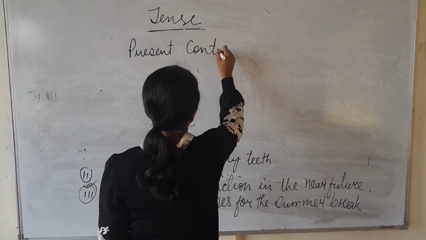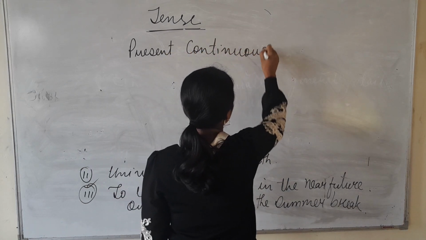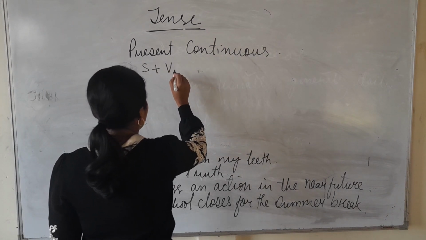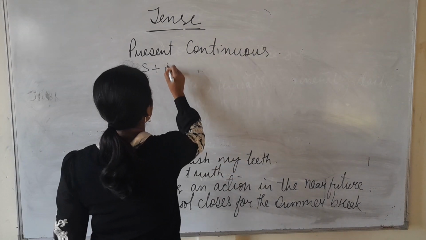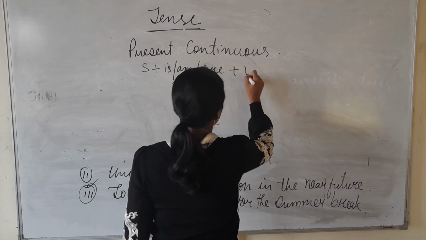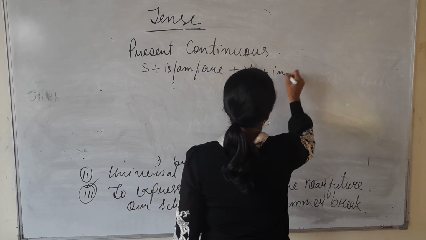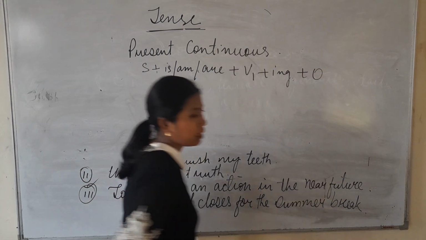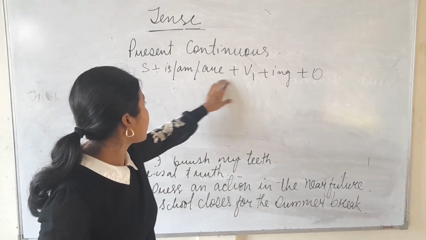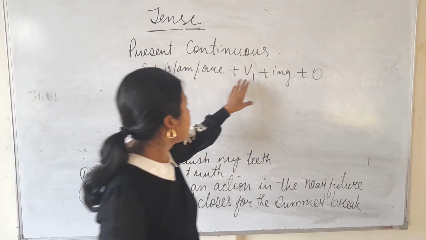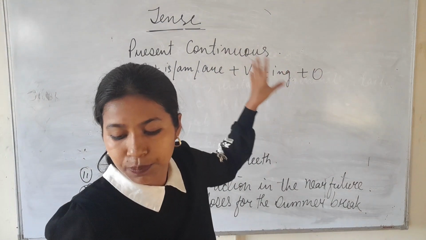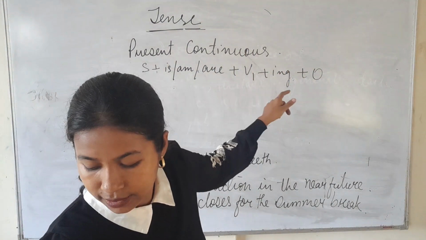continuous. Present continuous is again much easier. The pattern is subject, then the be verb, is, am, are, plus first form of the verb, ing, object. This is the pattern of present continuous tense. The present form of the be verb will be coming here. Then we have the first form of the verb, ing, and object. So this is present continuous tense.